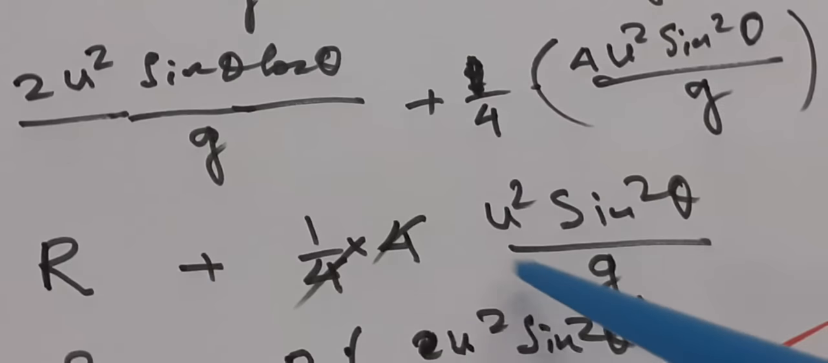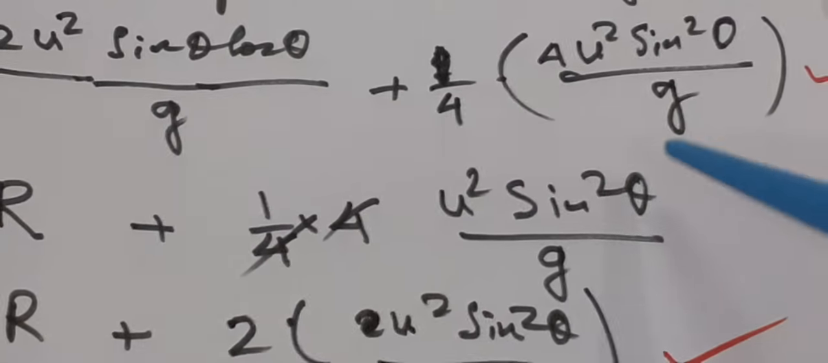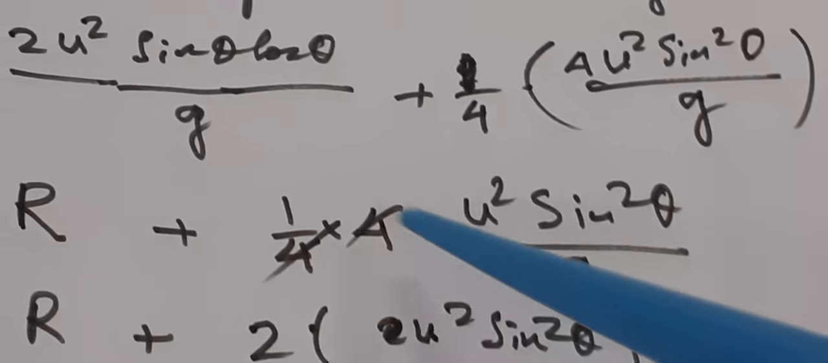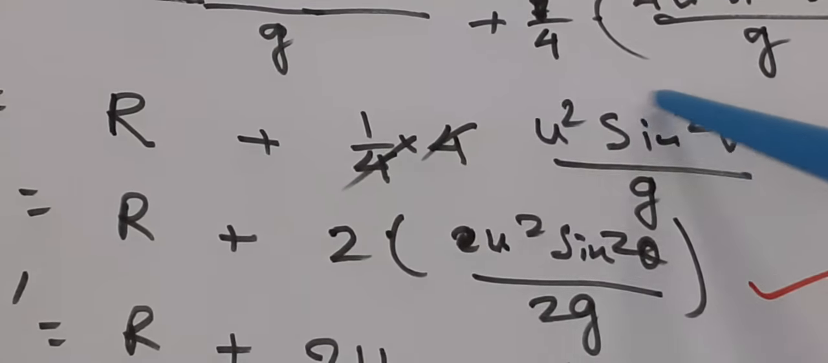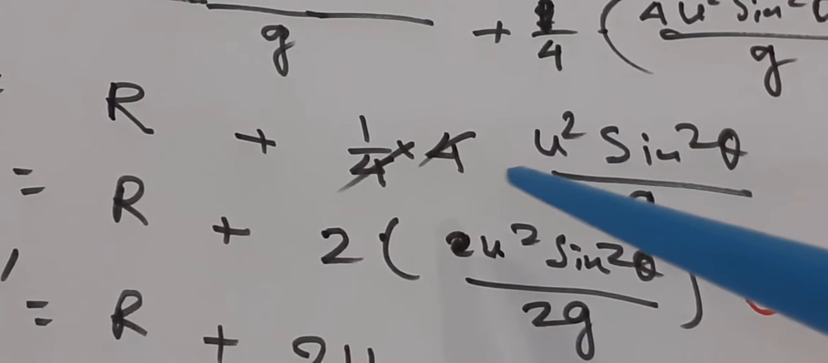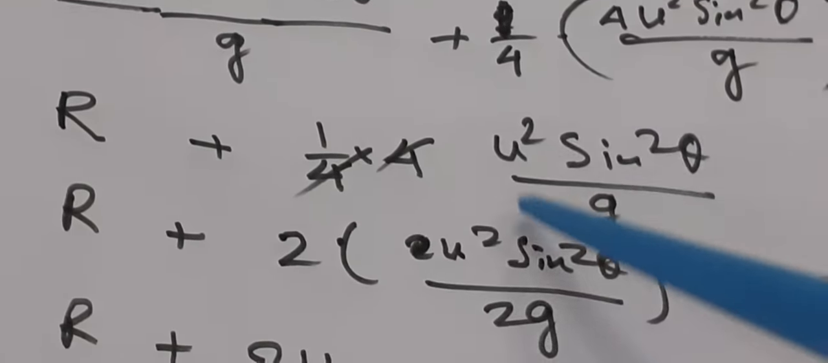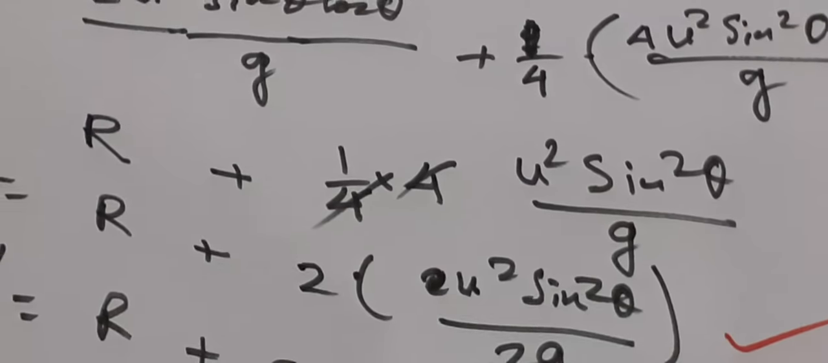The 4 cancels, 1 by 4 into 4, u square sin square theta by g will come. Multiply 2 here and 2 here. This expression will be equivalent to height, twice u square, u square sin square theta by twice g, which is the expression for maximum height that you already know.